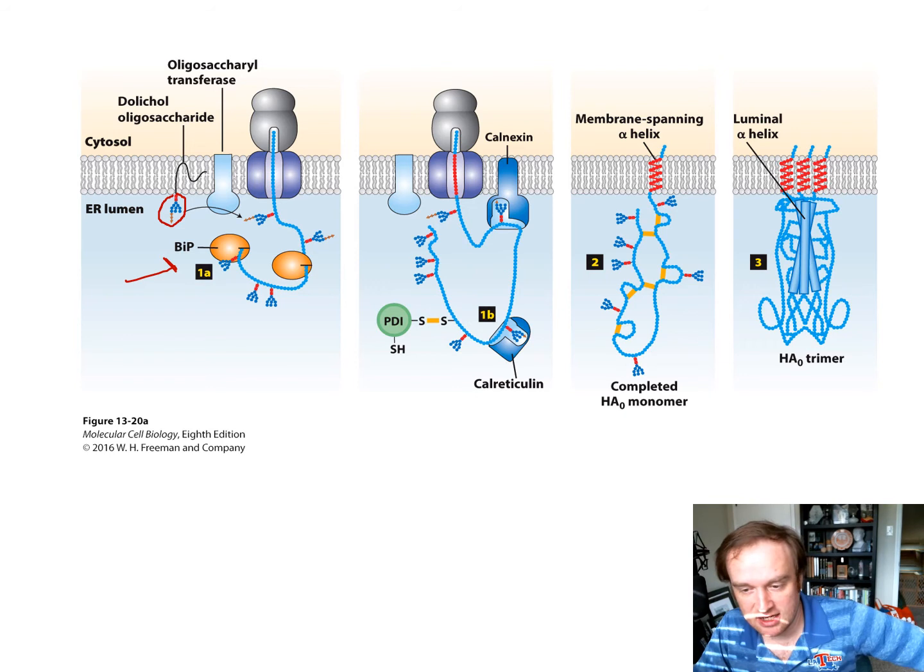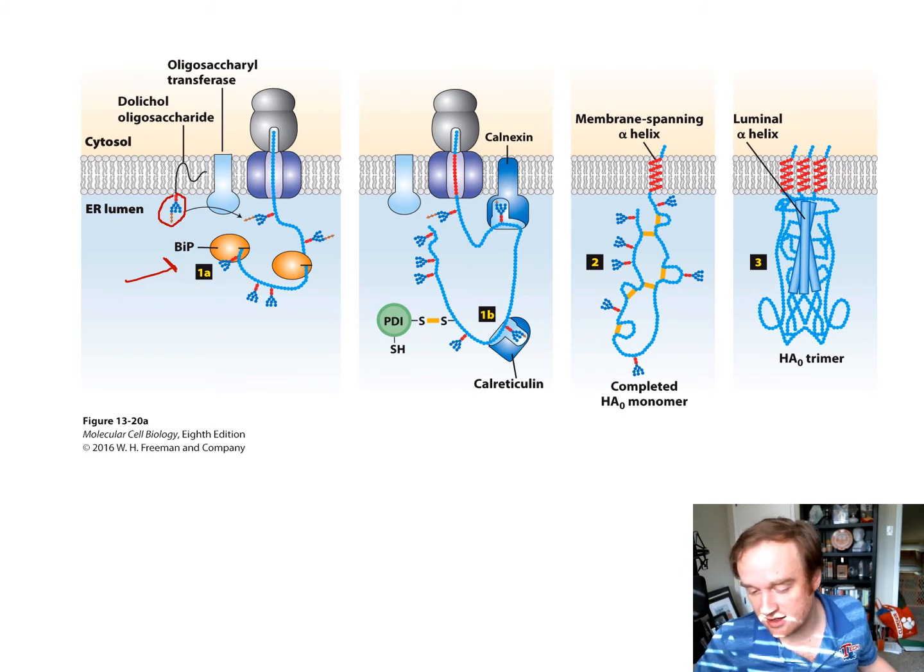So then in step 1b, we have a step 1a and step 1b here. Calnexin and calreticulin are both lectins, and they bind to certain oligosaccharides that have been added, as we talked about in the previous slides. And this helps prevent premature folding into incorrect conformations as well. Like I said, those oligosaccharides are kind of signaling molecules too. And so calreticulin and calnexin bind to those to prevent this improper folding.